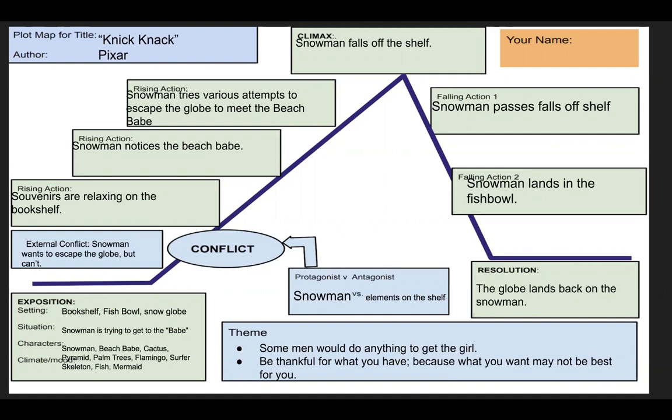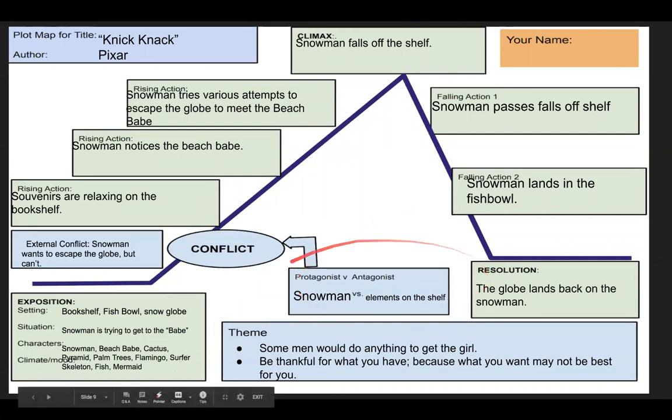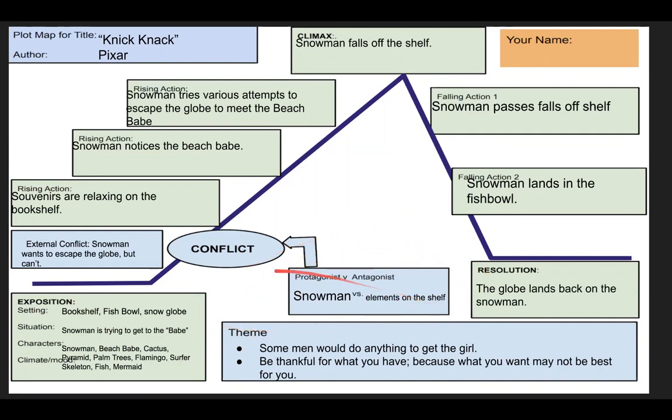If you see in the middle, you can see that the snowman is our protagonist, and he is going against the elements on the shelf. So this is an external conflict because it's the snowman against something, and the snowman wants to escape the globe, but he can't. So he's going to be struggling with that.